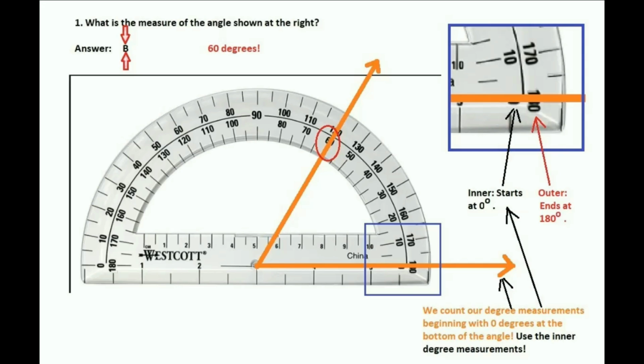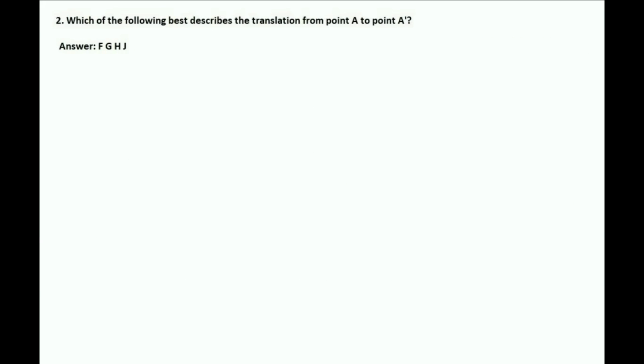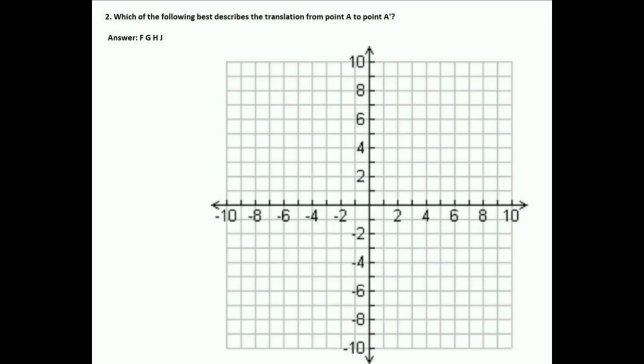Alright, moving on to the next one. Which of the following best describes the translation from point A to point A prime? Remember that A with the apostrophe is pronounced A prime. And point A is our starting position, A prime is our ending position. So let's take a look at this. Here's our coordinate plane. Here's our starting point, A.